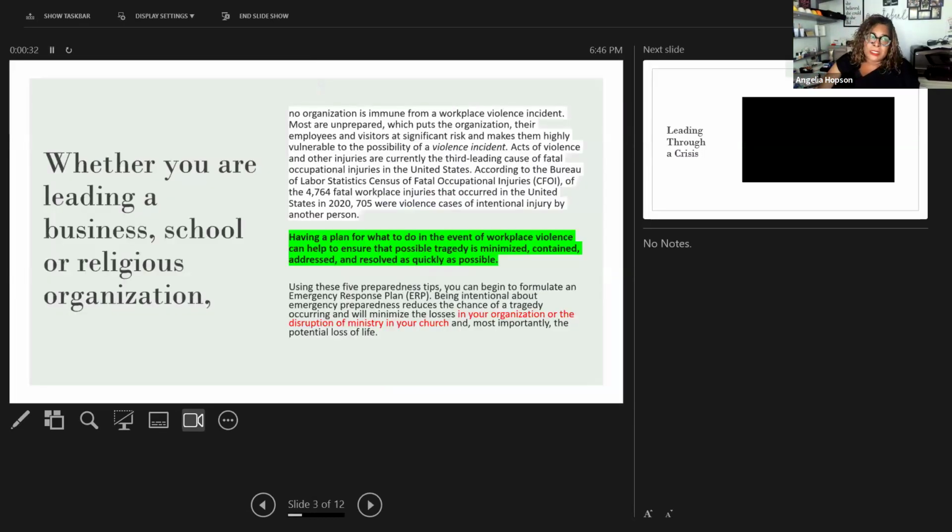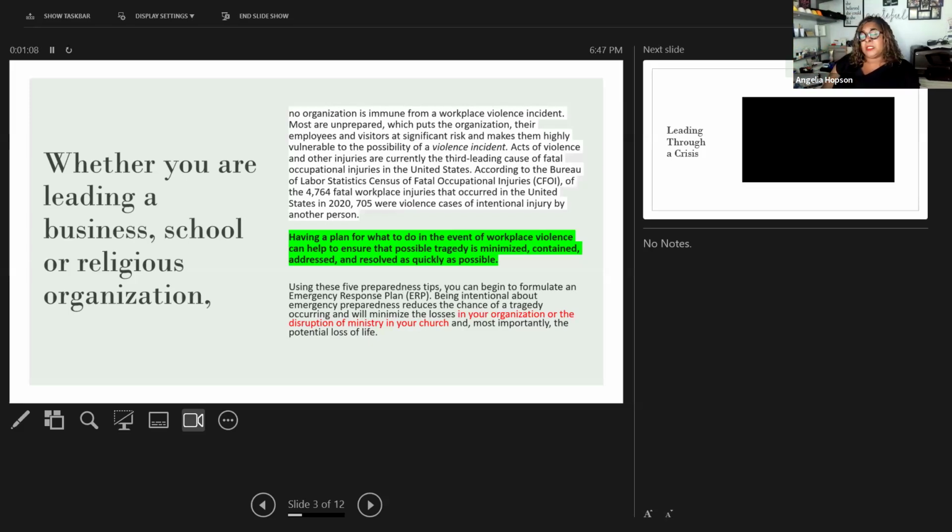So whether you're leading a business or a school or a religious organization, no organization is immune to workplace violence. Anybody remember how much of church violence happens during the week, Monday through Friday? Anybody remember that number? It was pretty high. It was like 70% or something, wasn't it? 5%. Yeah. So as much as we think about it from the angle of our worship centers on Sunday, we also have to be cognizant of the people who are working there Monday through Friday.